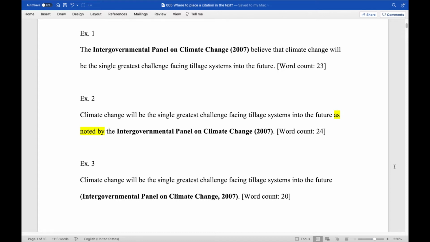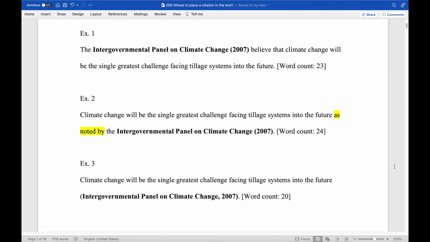If you want to emphasize the author of a source for whatever reason, then make the author the subject of the sentence. Remember, the subject of a sentence is the person doing the action in a sentence. As I'm showing in example 1, the author in this case is the Intergovernmental Panel on Climate Change, and the citation is placed at the beginning of the sentence, and only the year of publication is enclosed within parentheses.